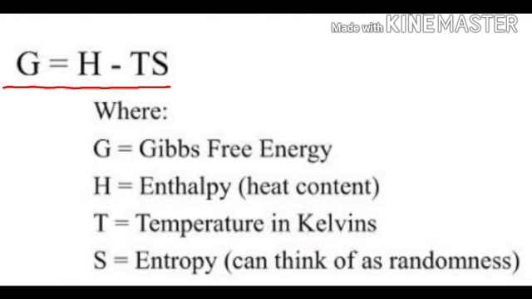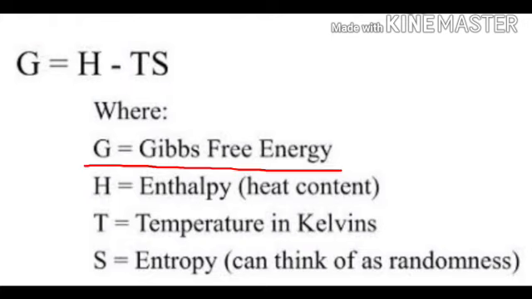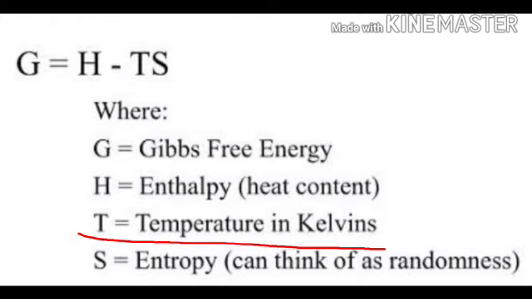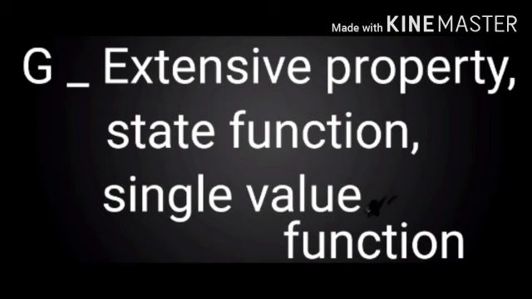What is called Gibbs free energy? The available energy to do work in a system is Gibbs free energy. Gibbs free energy is defined as G equal to H minus TS, where G is Gibbs free energy, H is enthalpy, that is the heat content of a system, T is temperature in Kelvin, and S is entropy. Entropy means randomness or disorderness of molecules of a system. Gibbs free energy G is an extensive property, a state function, and a single valued function. These are the characteristics of Gibbs free energy.